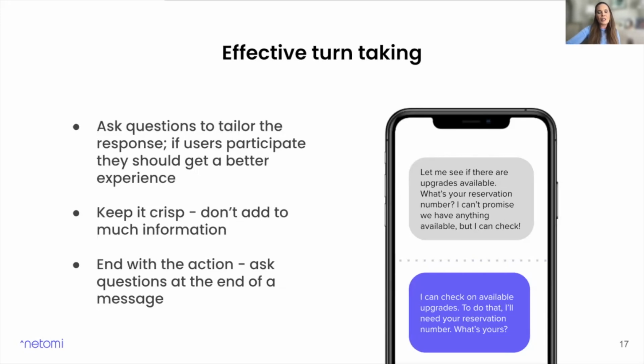What's your reservation number? The virtual assistant in this case needs that in order to check on upgrades. But since it's buried in the middle, there's a high probability that the user might skip it or then have to go back and reread it, and then the conversation can get off track. So we really want to make sure that we're ending with an action. Our prompt is at the end of a message.